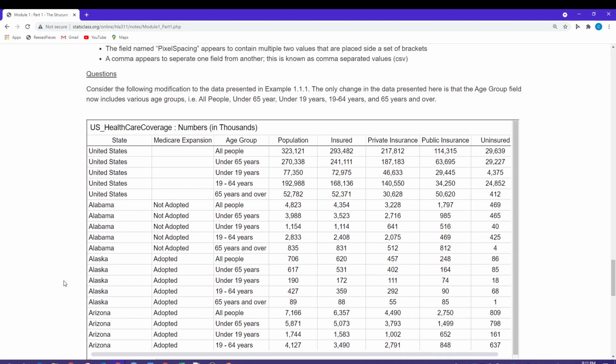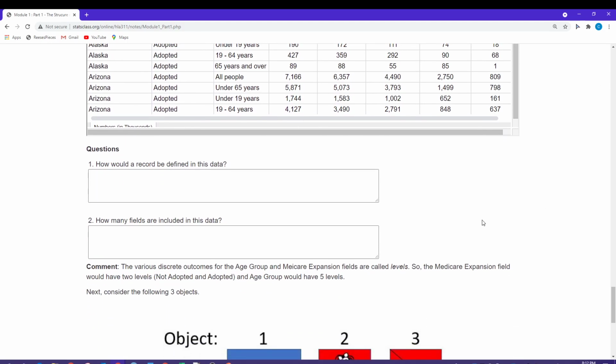Okay, some questions for you then. So I would like you to answer the following questions down below. This here is just that same information about healthcare coverage, except that the age group now contains more than just all people. So this information is obtained for people under 65, 65 and over, and then under 19. So like how many kids are uninsured, you could get that information there. And I have a couple of questions that I want you to answer there. So how would a record be defined? And how many fields would I have here?